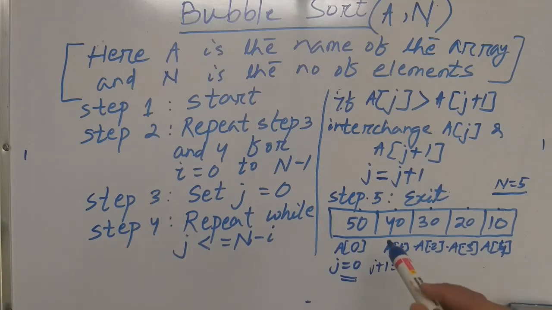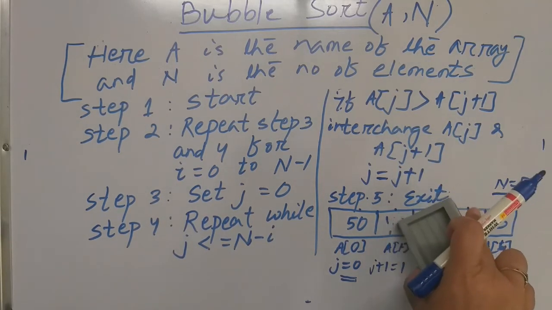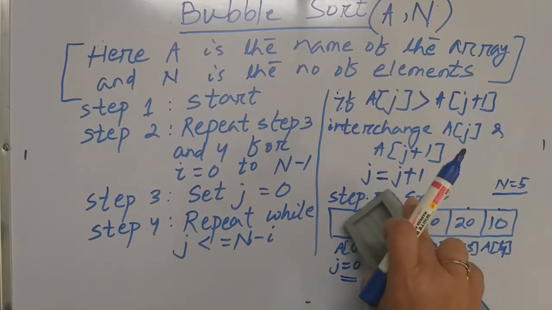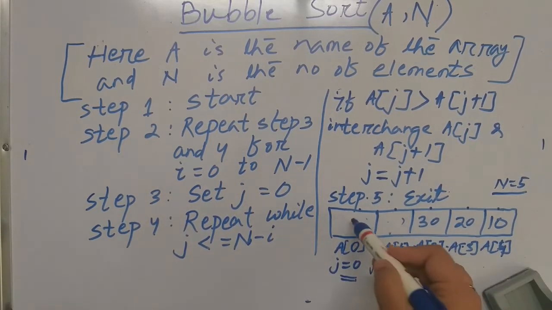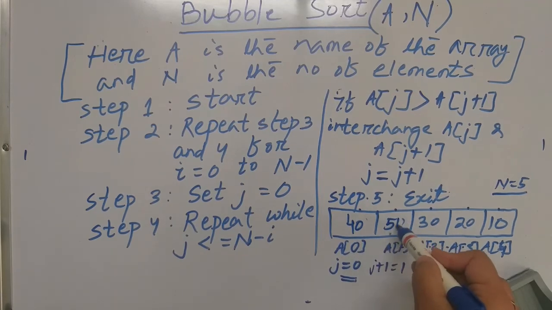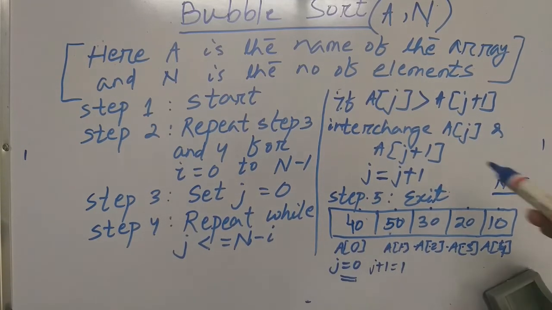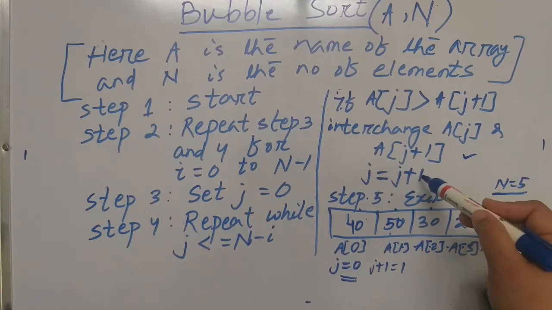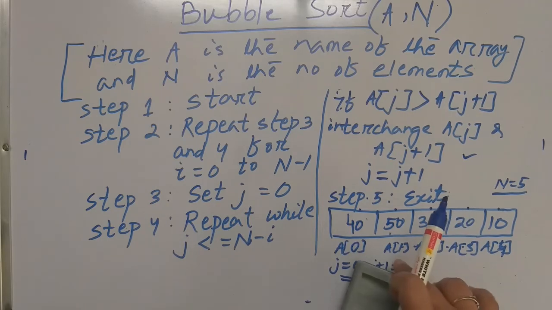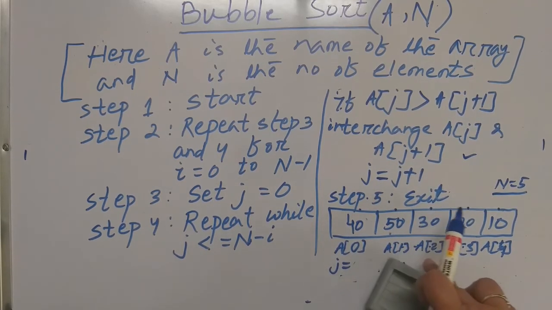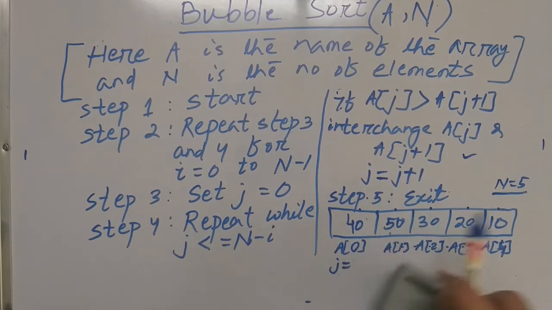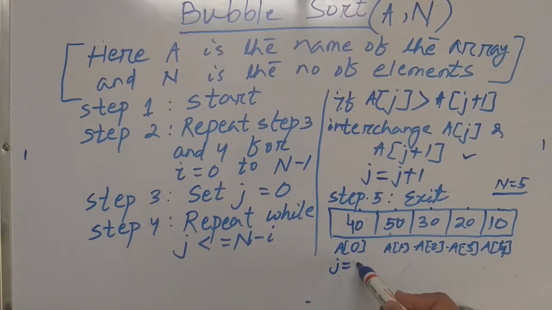So how do we do it? Here this is the jth value, this is the j plus 1th value. This condition is satisfied, so we interchange it. Look at this, we interchange it, and finally here it is 40 and here it is 50. So this step is over. Then we increment the j value, j equal to j plus 1. Now what is the j value? The j value is now 1.